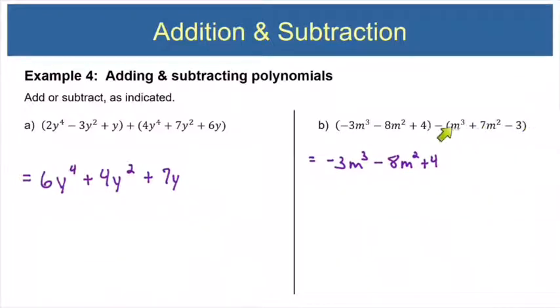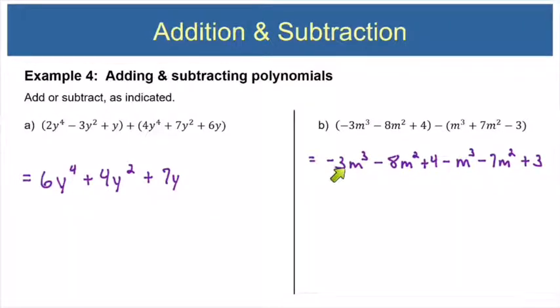Now be careful distributing here. Minus m to the third minus 7m squared and minus negative 3. So that's going to be plus 3. And now that we've gotten rid of the parentheses, we are ready to combine like terms.